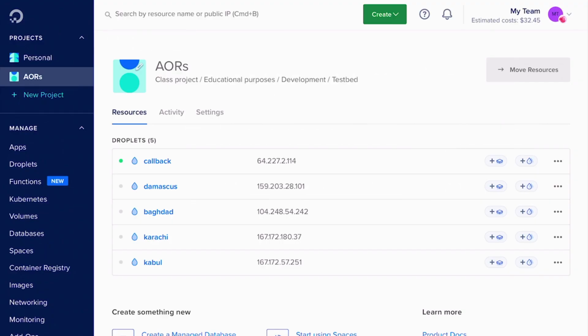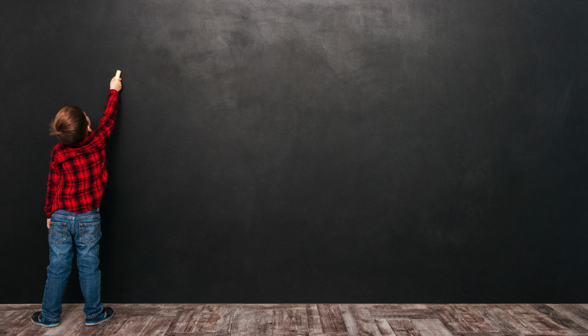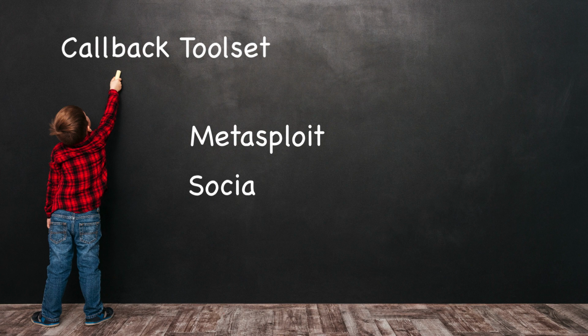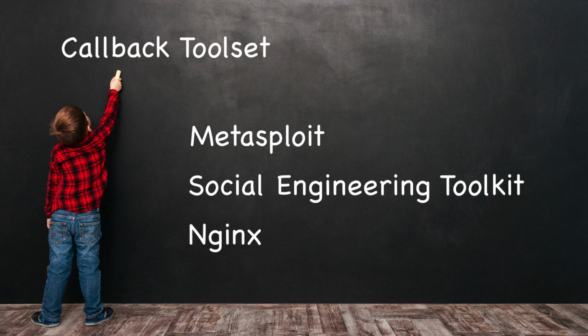As you recall from the first video, I use DigitalOcean to mimic the forward deployed boxes. I'll also use DigitalOcean to set up my VM for my callback server. So let's take a look at what tool sets we loaded on the callback server. Our tool set here is simply 3 popular tools: Metasploit, obviously, the Social Engineering Toolkit, and Nginx Lite. Now, I include the Social Engineering Toolkit because it makes interacting with Metasploit easy, and it's really easy for beginners as well.